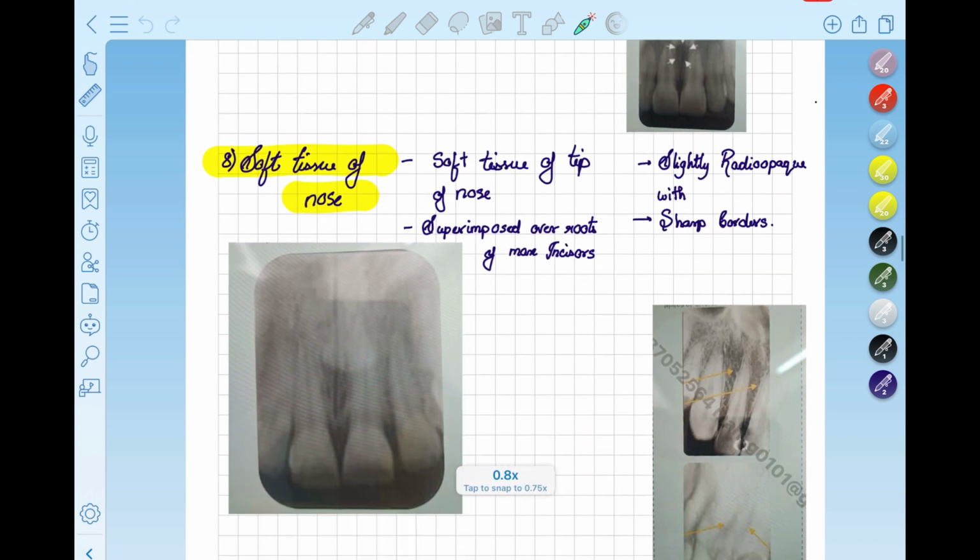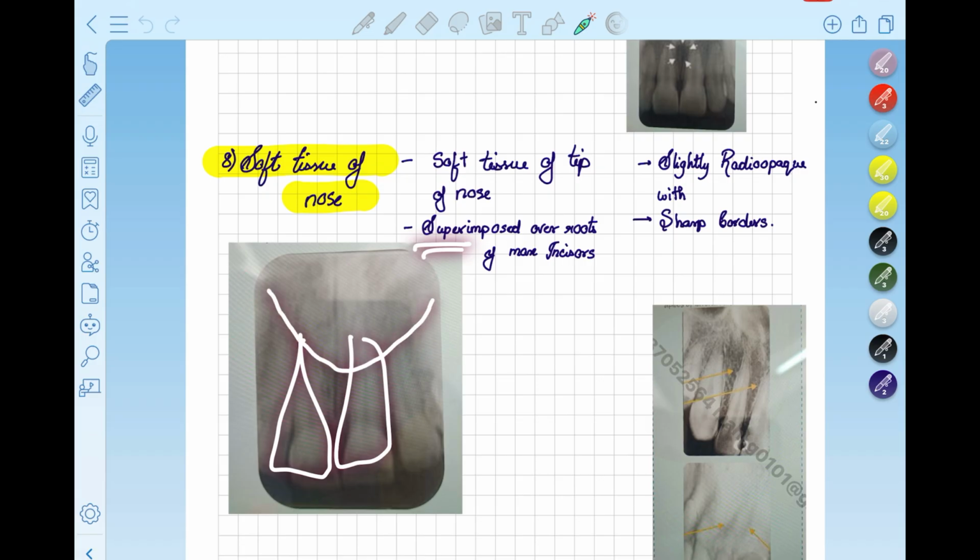The next structure we are going to see is the soft tissue of nose. Any soft tissue appears on the radiograph. Soft tissue of the tip of the nose appears on the IOPA, superimposed over the roots of maxillary incisors. These are our maxillary incisors and this is the soft tissue of nose.